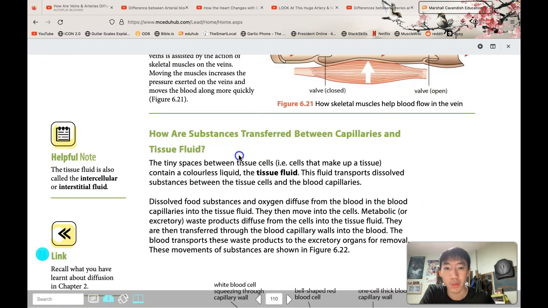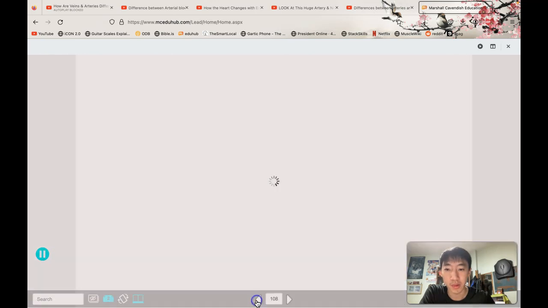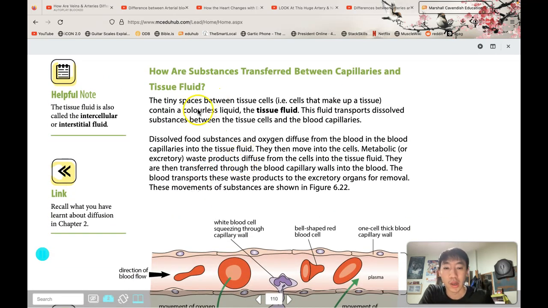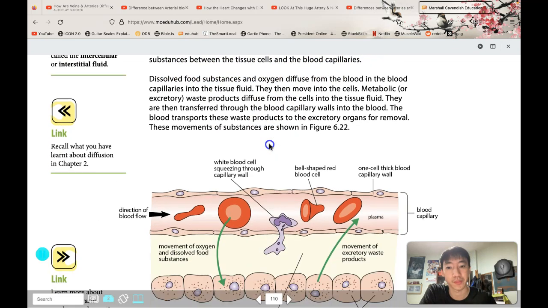So, where's the capillaries? Did I miss it? No. Okay, this is what they have about capillaries. They are adapted to their function of exchanging tissue fluid. The tiny spaces between the tissue cells contain a colorless liquid called tissue fluid. This fluid will transport dissolved substances between the tissue cells and the blood capillaries.